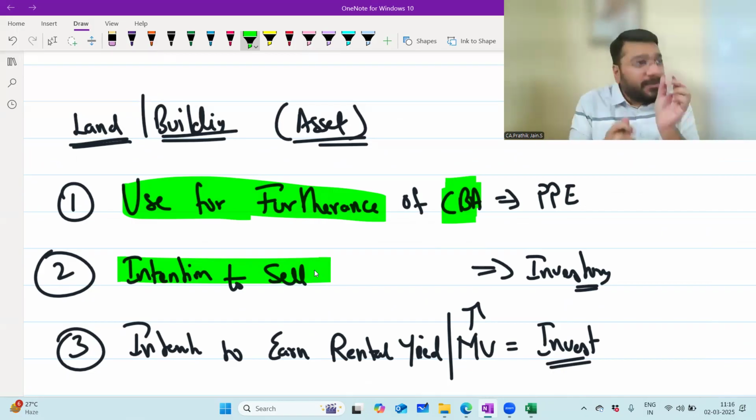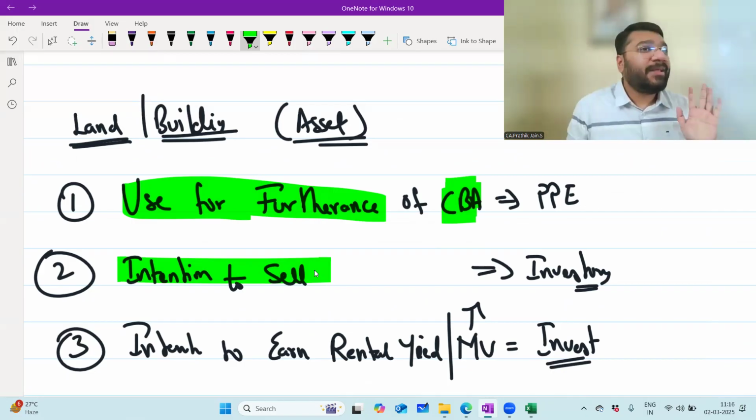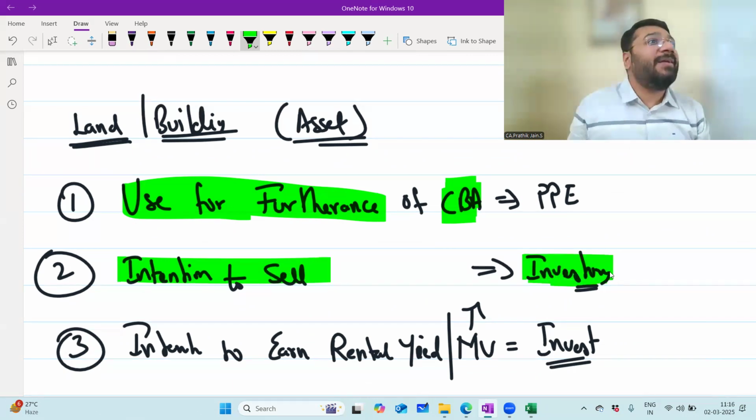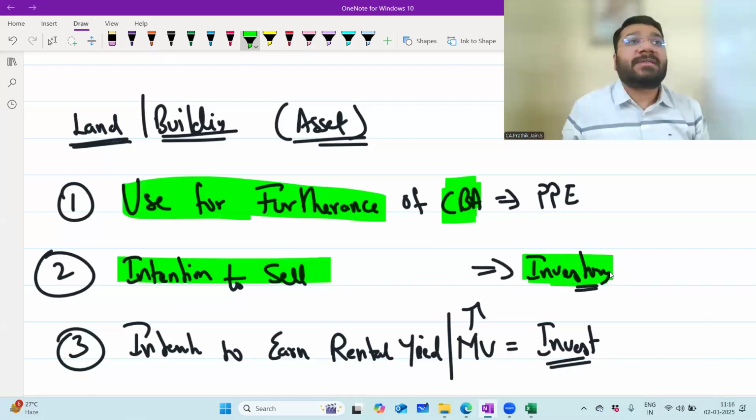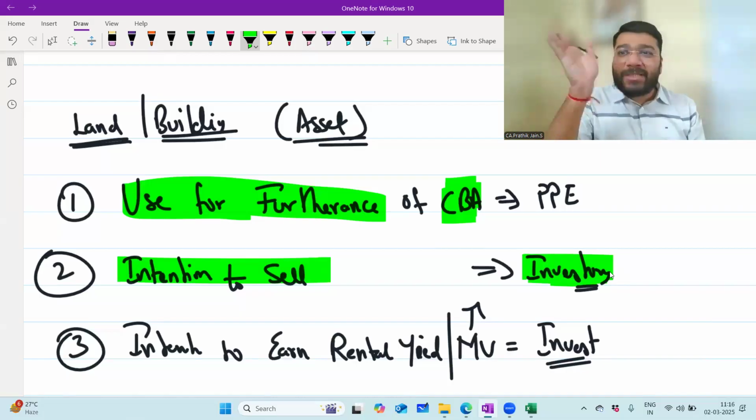I'll buy it at one rate, and if I get a little bit of margin, I'll sell it. Then that building, that land, that apartment becomes my stock in trade, which is inventory. Let's suppose in this entire building there are 10 complexes. I'm buying all the 10 complexes. I don't have the intention to keep them for a longer period.